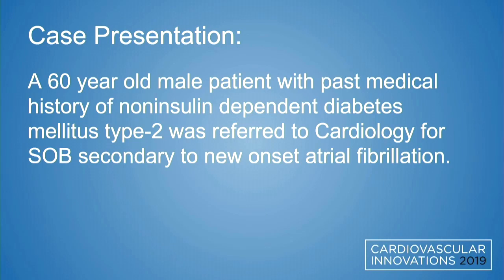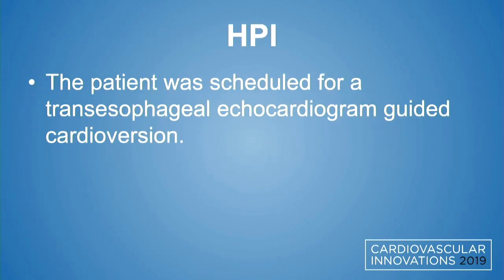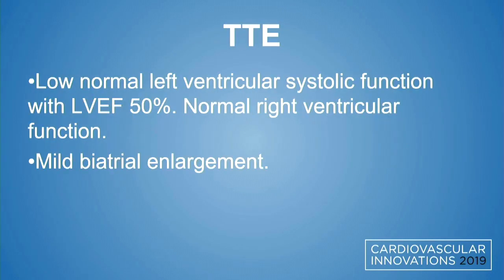So, a 60-year-old male with past medical history of non-insulin-dependent diabetes was referred to the cardiology office for new onset atrial fibrillation. The patient has been having shortness of breath for the last 6 months, so the decision was made for TEE cardioversion. The patient underwent TEE, which showed low normal ejection fraction at 50%, normal RV, and mild biatrial enlargement.